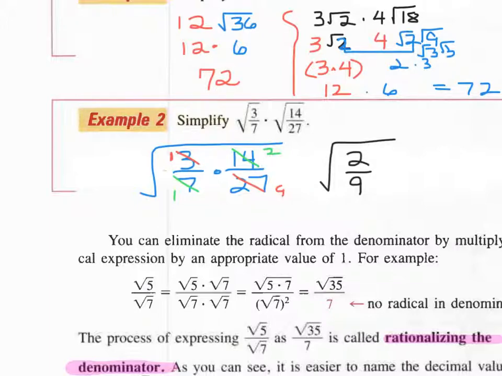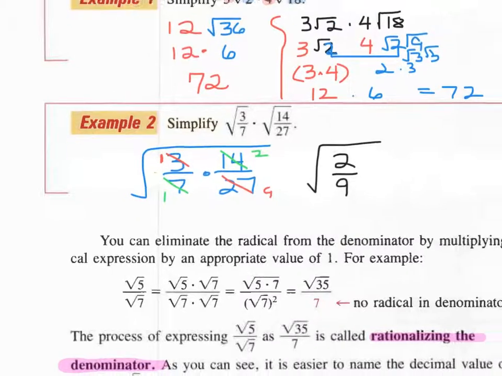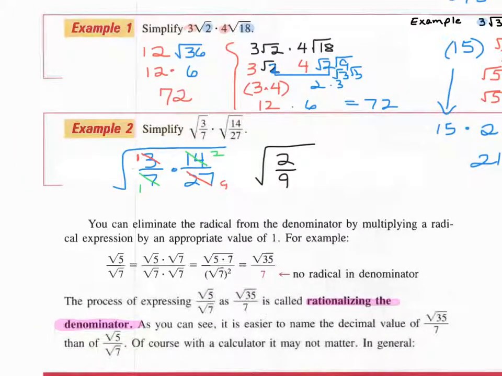Now what I can do is I'm going to break them apart. And I'm going to apply the quotient property where I can say I could break it apart and make it the square root of 2 over the square root of 9. I now can break down the 9, and I'm left with 3 on the bottom because 9 is a perfect square and the 2 is not. And that's my final answer.